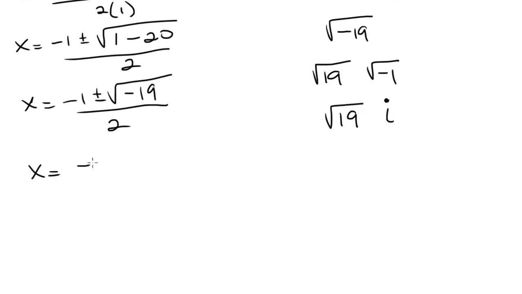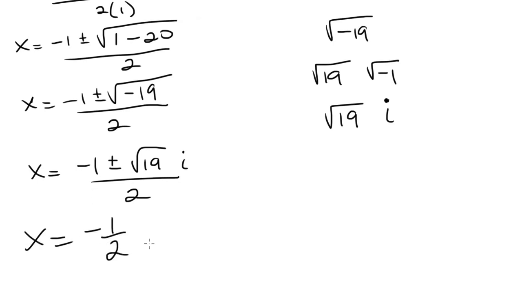So I have x equals negative 1 plus or minus, instead of radical negative 19, I'll have the square root of 19i over 2. The reason why I'm leaving it there is because since I have this i, I need to express my solution in standard form for a complex number, a plus bi form. So let's split this. Negative 1 over 2 plus or minus radical 19 over 2 i. That's a plus or minus bi form.